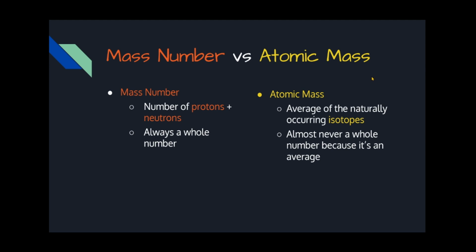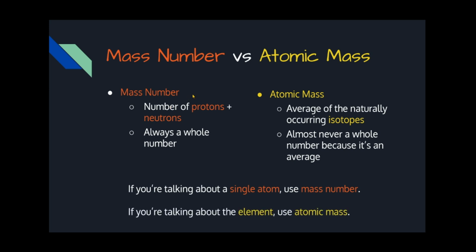So a good way to remember, well, which one do I use, Mr. Ensign? Do I use a mass number or do I use atomic mass? This one, mass number, you cannot find on the periodic table. Atomic mass, you will. So which one do you use? Here's a way for you to remember. If the question asks about a single atom or a specific isotope, then you're going to use the mass number. If you're talking about the element as a whole, that's when you use the atomic mass.